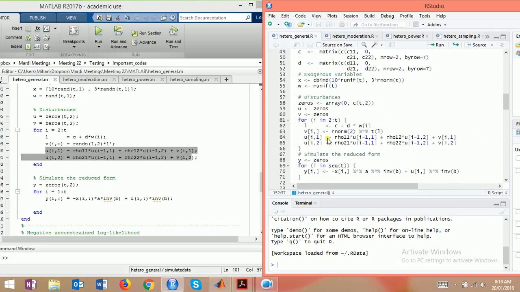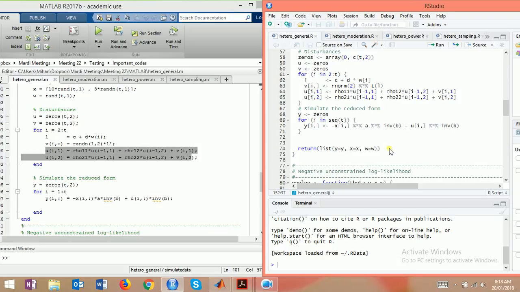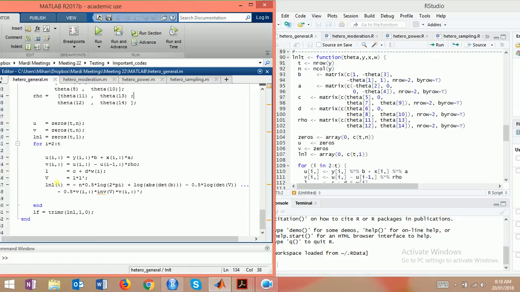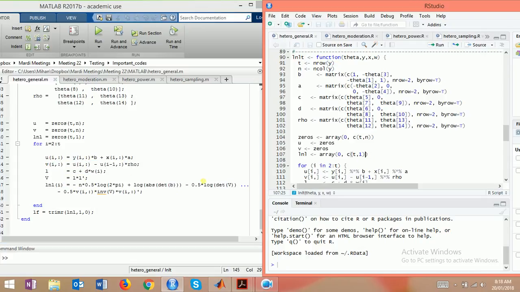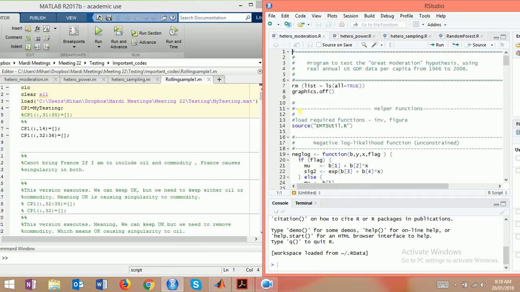So you do two U's instead of just randomly finding U's. You do two U's, UT1, UT2, and then you use those U's right here. Important. And in the function you do V and you use that V. Where do you use this V? Yeah, in the log likelihood function. These are the two important things here. Okay, heteroskedasticity is done. Not bad.